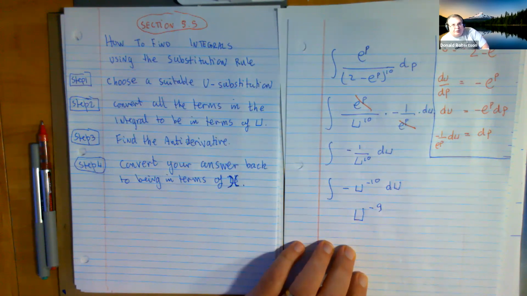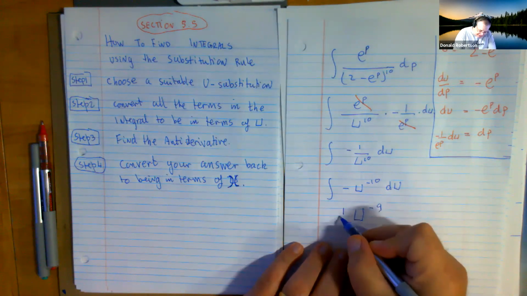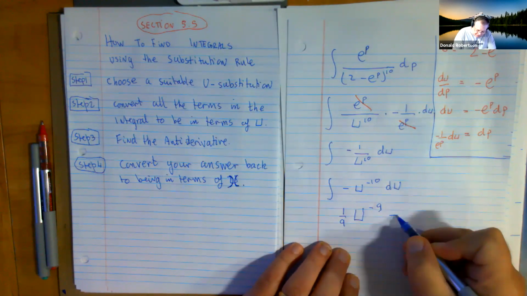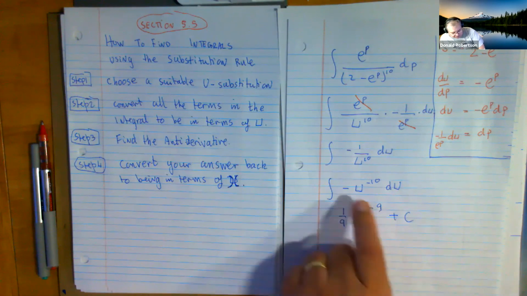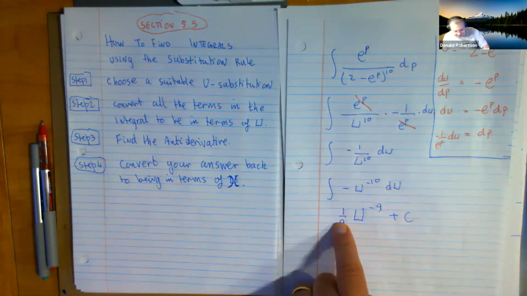Add 1 to the power. Divide by the new power. Dividing by negative 9 is like multiplying by negative 1/9. 2 negatives make it a plus. Are you happy about where that positive 1/9 ended up coming from? The 2 negatives cancelled out in 1 over 9.